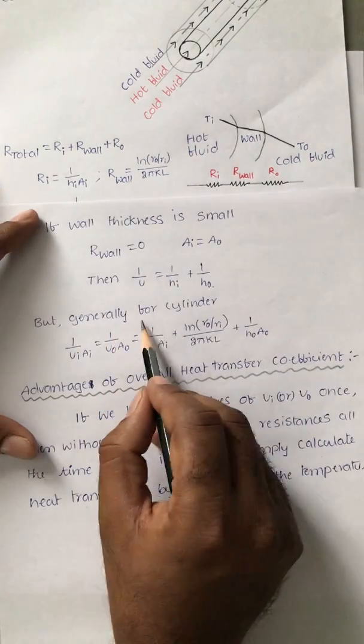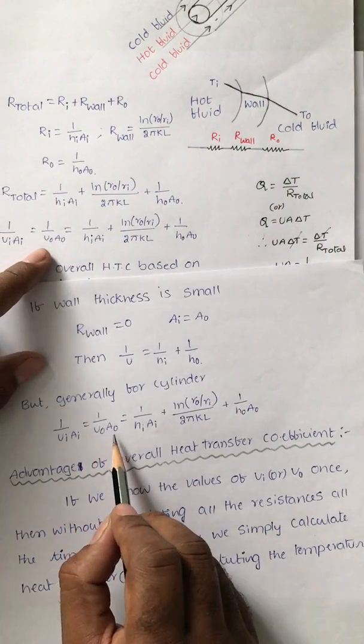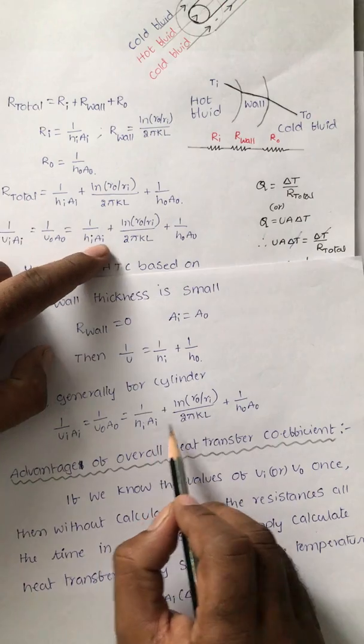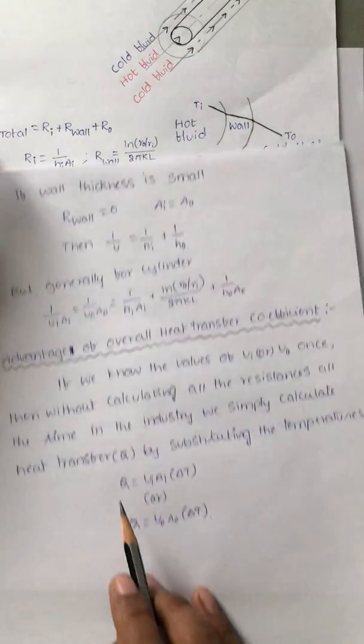But generally for a cylinder, the same equation: 1 by Ui Ai is equal to 1 by U naught A naught, which is equal to 1 by Hi Ai plus log R naught by Ri by 2 pi K L, plus 1 by H naught A naught.